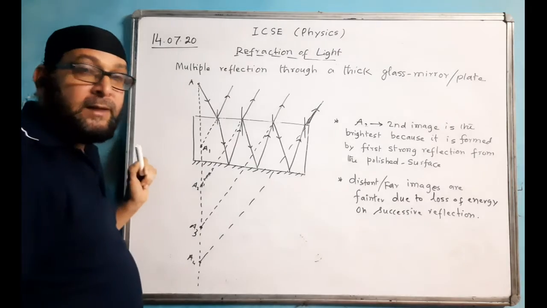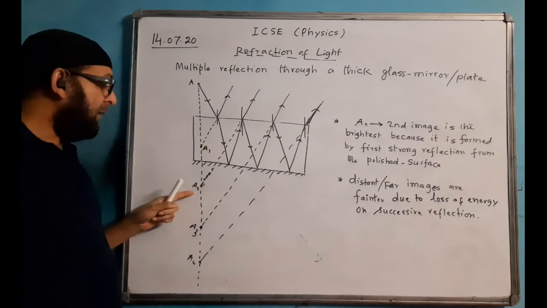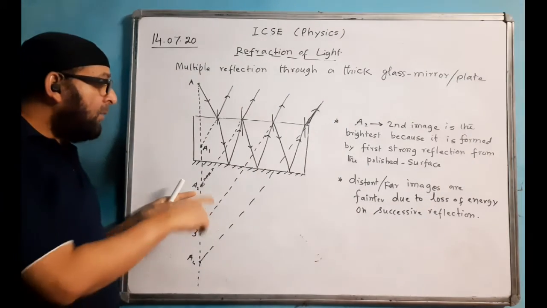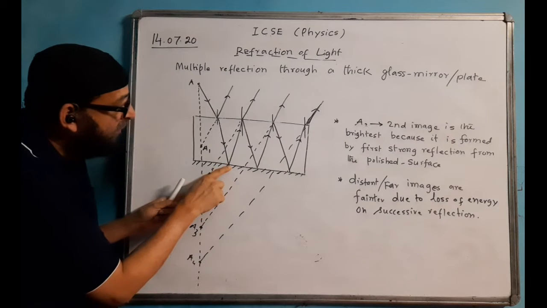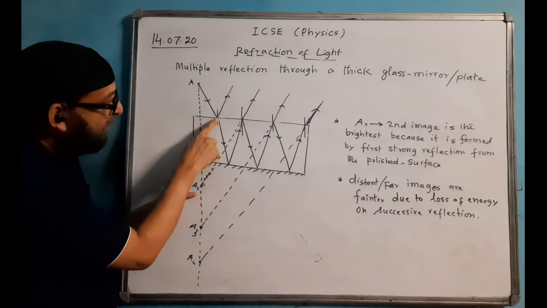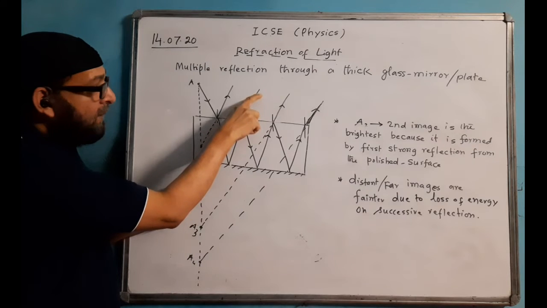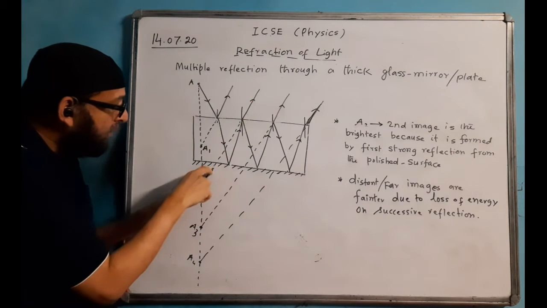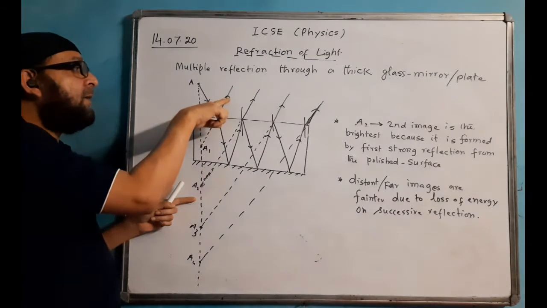Which image is the brightest here? We say A2. The second image is the brightest. I have written it here. Why is it brightest? Because there is a polished surface here, the down one, which gives the first reflected ray from the polished surface. The first reflected ray comes here. This one is the first strong one. This is formed by the first strong reflection from the polished surface. However, the first image is formed over here.